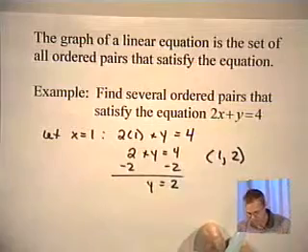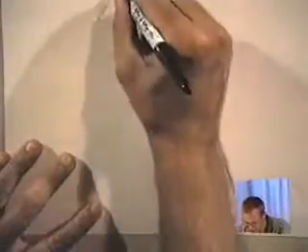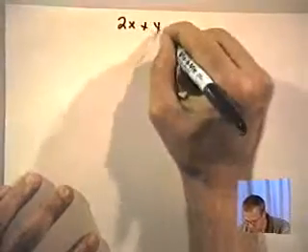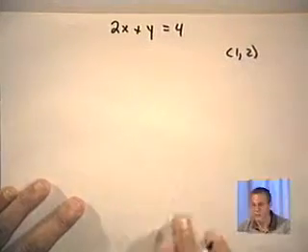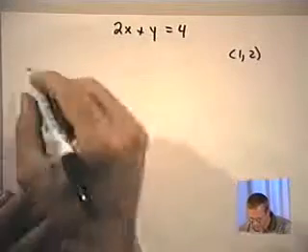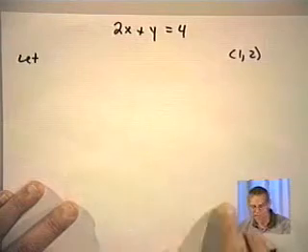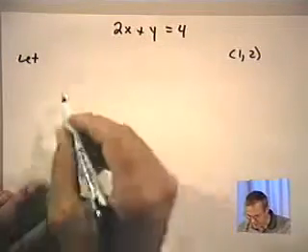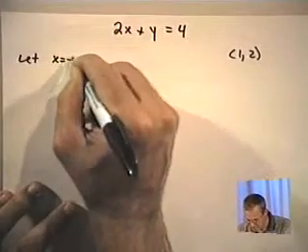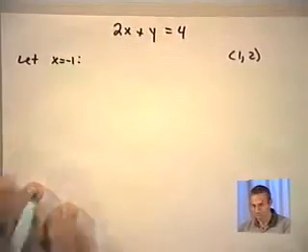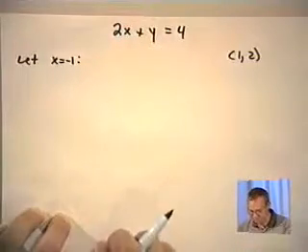Now let's just do this a couple more times. Here's my equation. I already knew that (1, 2) is an ordered pair. I'll find another one, and I'm just going to randomly pick an x value. I could certainly pick a y value and then find the corresponding x value, but I'm going to randomly pick another x value. Maybe I'll pick -1. Now I'm going to plug the -1 into my equation, and I'll try to find the corresponding y value.